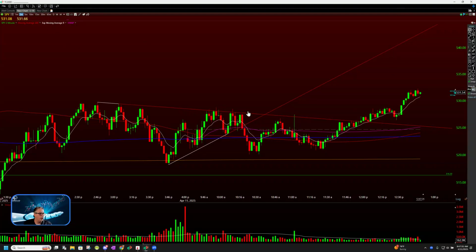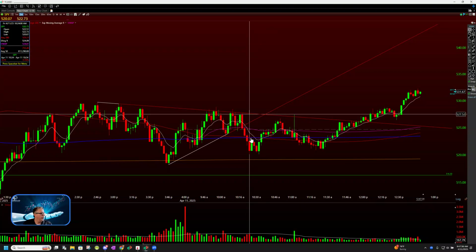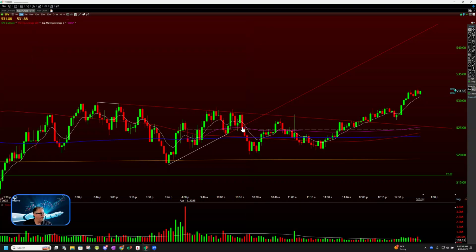Again, wasn't expecting. Now, we're in high volatility right now. So we're getting these, 527, so $7.50 move very quickly. And that's what killed the trade.